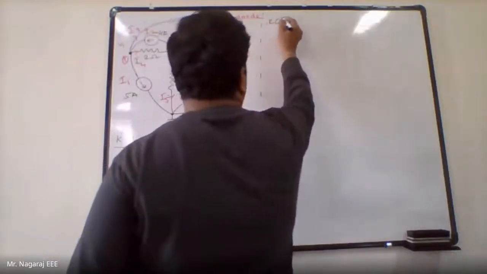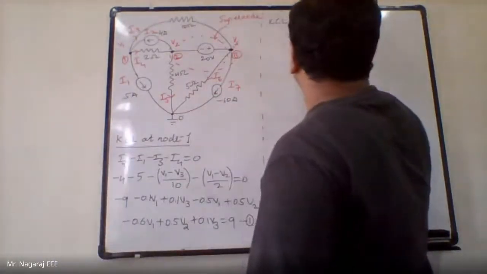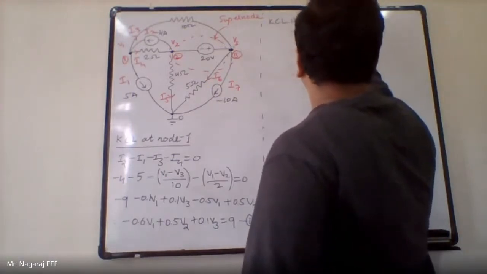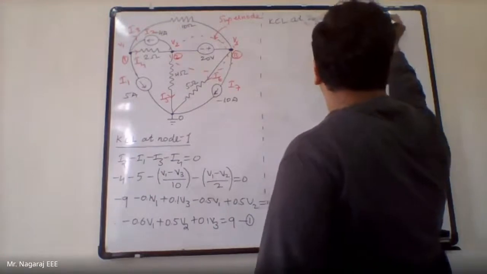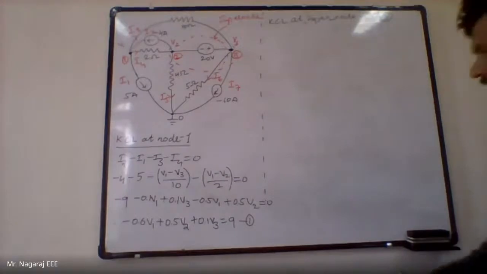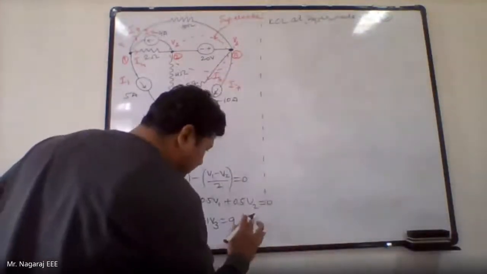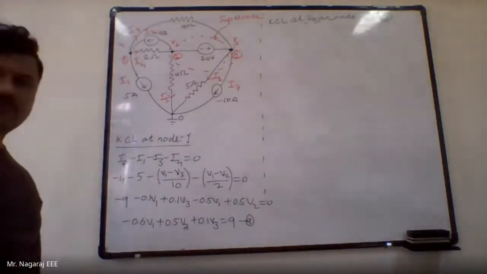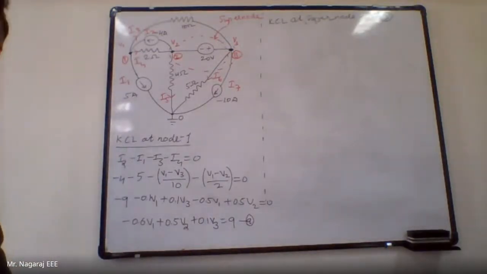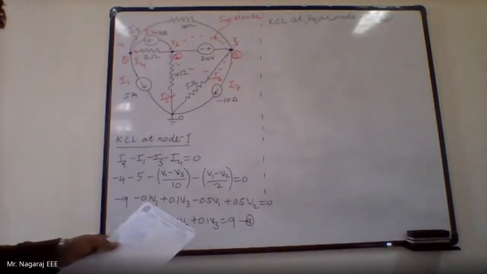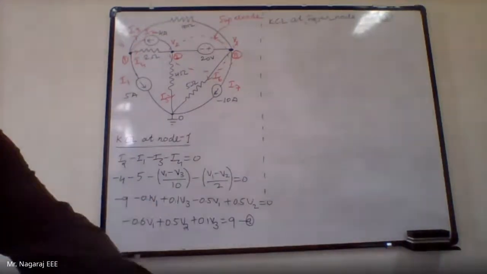KCL at supernode 2 and 3. Let us take these equations as A, B, C, because you should not confuse between the node number and equation number. All will be node 1, node 2, node 3, equation 1, equation 2, equation 3. So let us take equation numbers as A, B, C. It is up to me, whatever name I want. Now writing the KCL at supernode.